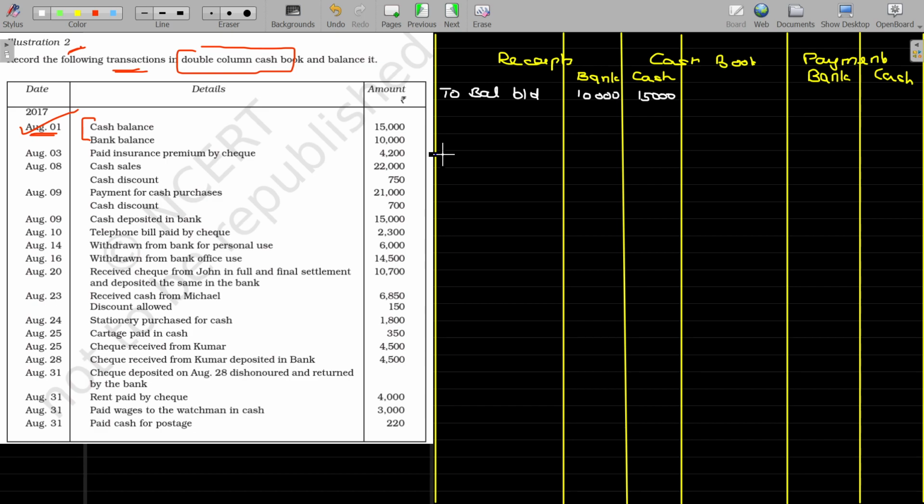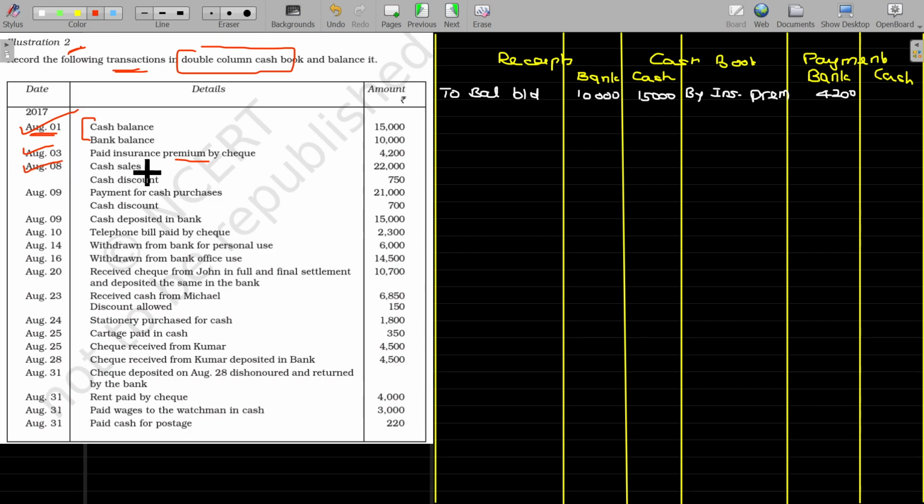Then on 3rd August, paid insurance premium by check. There's a payment, that too by way of check. So by insurance premium, the value being 4,200 by check.